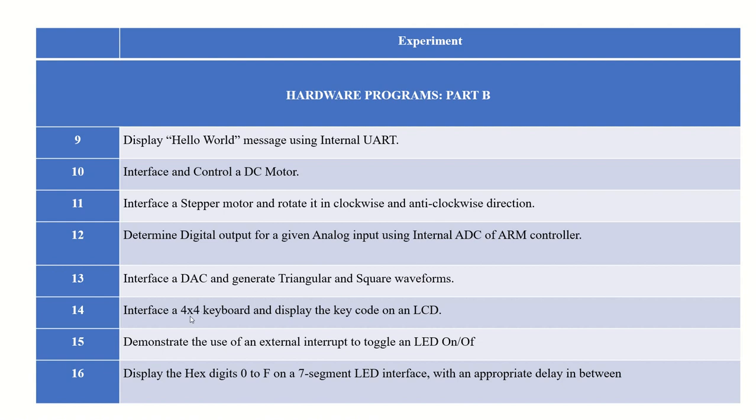Next experiment is a 4x4 keyboard. Display the key code on the LCD. We have to type some number on the keyboard. The keyboard is present in your kit itself. That keyboard we have to use. If you press any number on that keyboard, you will get that same number on the LCD screen. This is the experiment we have in the hardware part.